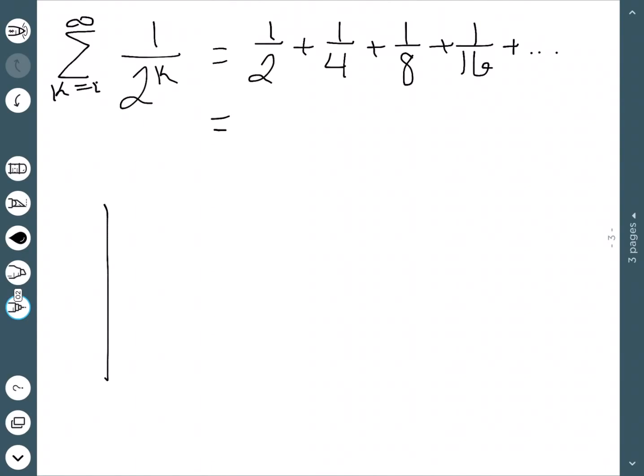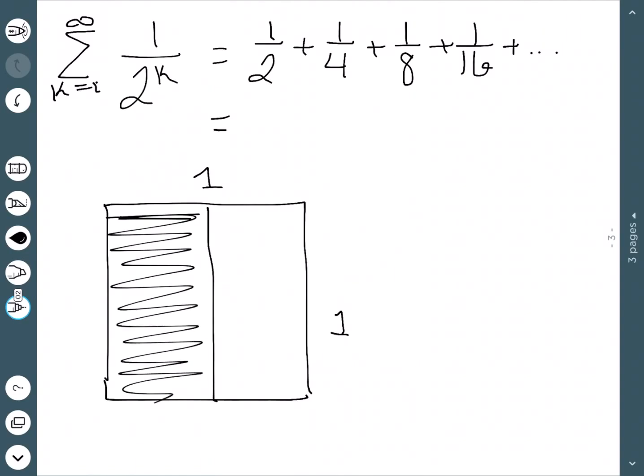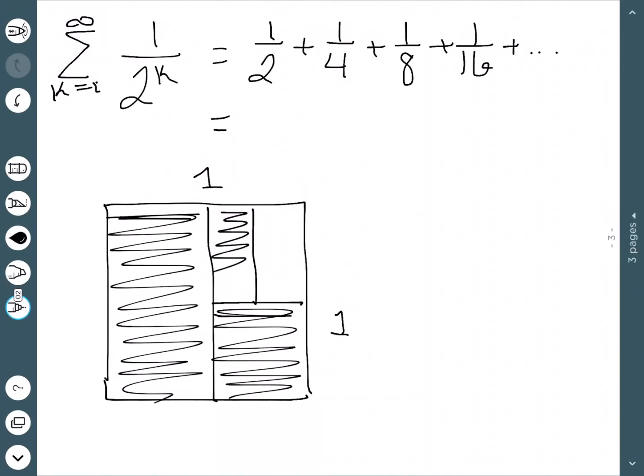And we can figure that out using a square. So let's say this is a square and each side is 1. The first number is 1/2, so that's half of my square. The next is 1/4, so we're going to add in 1/4 of the square. We're then going to add in 1/8 of the square, 1/16 of the square, 1/32, 1/64, and you can see how the further we go along, the more filled in this square is going to get. And in fact, this sum is equal to 1. It's the area of this square.